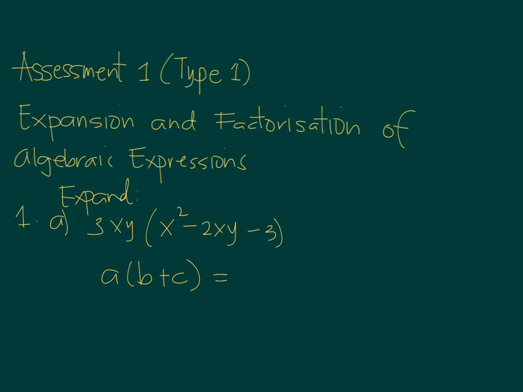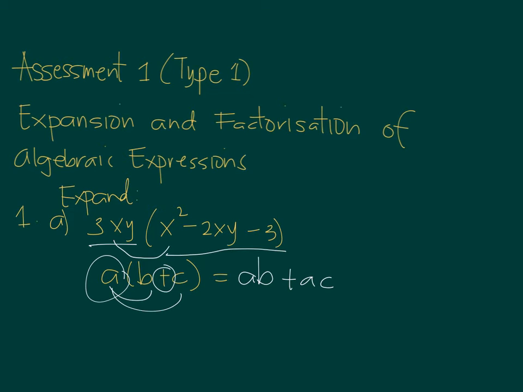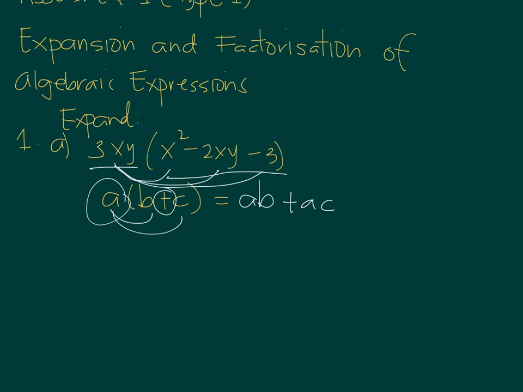The distributive law states that if I have A multiplied to the group B plus C, then this is the same as AB plus AC. So in short, you're going to multiply the expression A to B and C one at a time. Now in 1A, we have to multiply 3xy to x squared minus 2xy minus 3. That means you have to multiply this to x squared, to negative 2xy, and to negative 3. So what will happen if you multiply the 3xy to every term of the trinomial x squared minus 2xy minus 3?